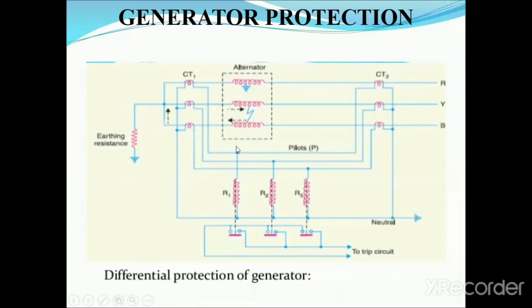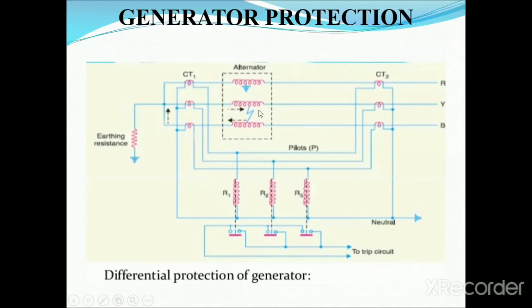Then, for each phase, along the pilot wires, we use the R1 relay coil, R2 relay coil, and R3 relay coil. Each phase has a relay coil, and it is given to the protective or tripping circuit.